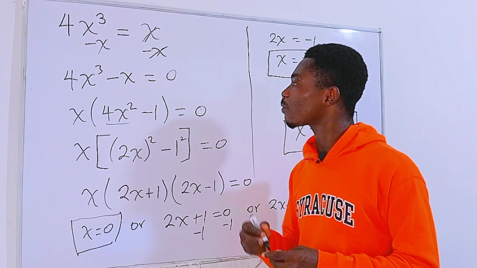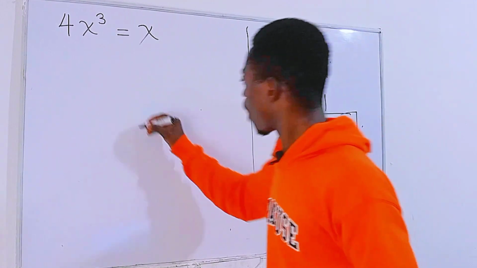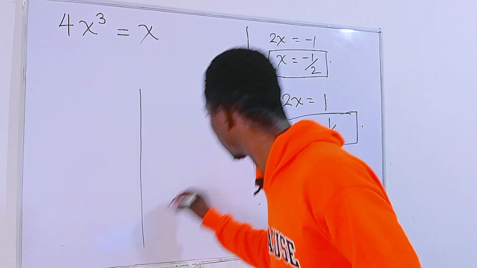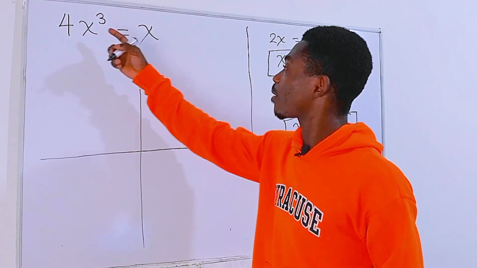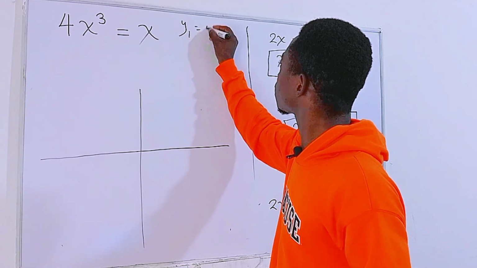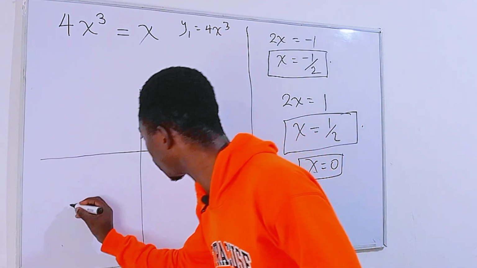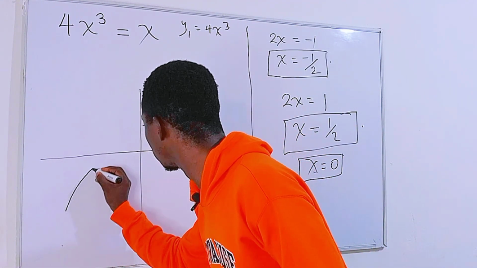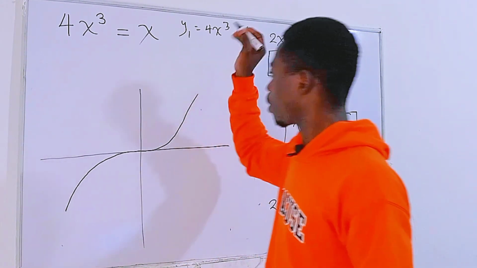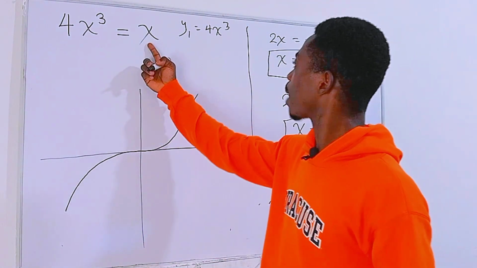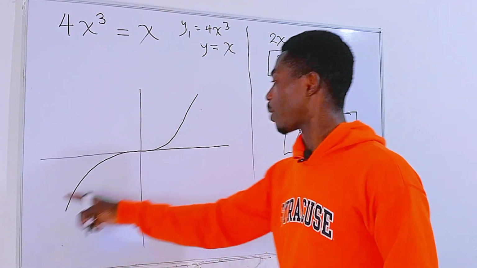Now let me show you how the graph of this function is going to look like. So I'm going to get rid of this quickly. First of all, I'm going to draw the Cartesian plane, just like that. Then if we set the left-hand side of the equation to y, we're going to have y1 is equal to 4x cubed, and the graph of this function is actually going to be like this. Cool. In the same way, if we set the right-hand side to y, the graph of this function is going to be a straight line passing through like that.